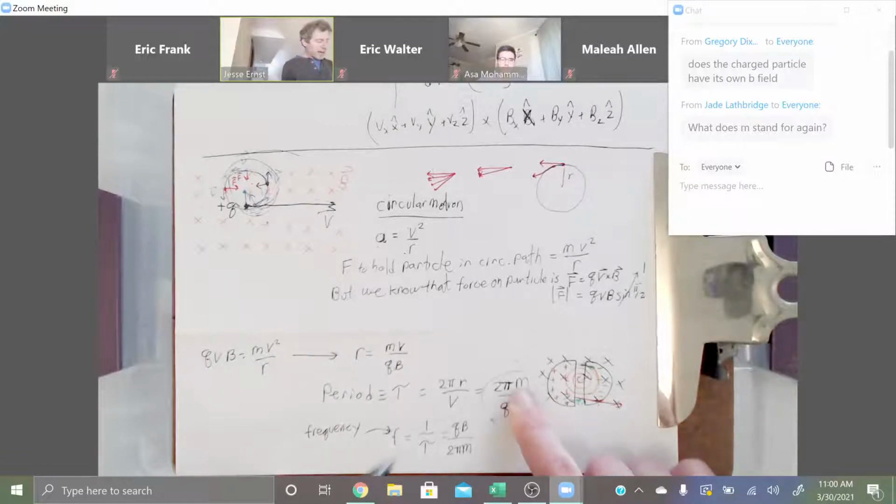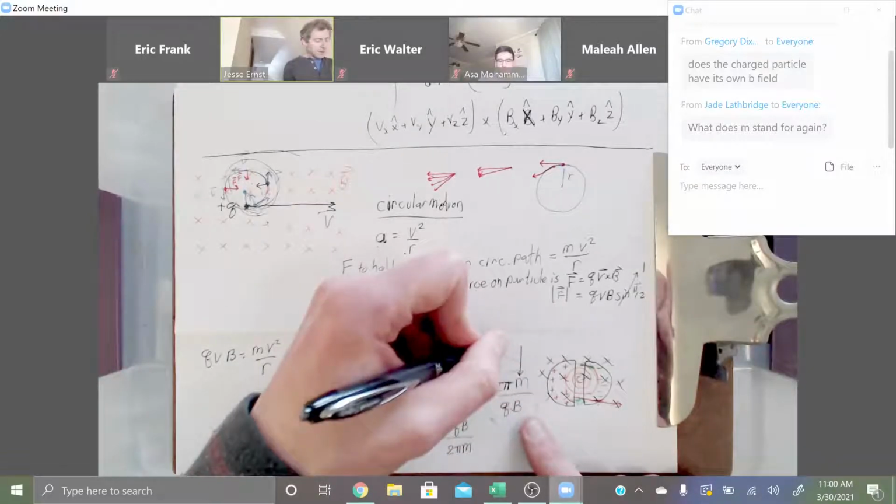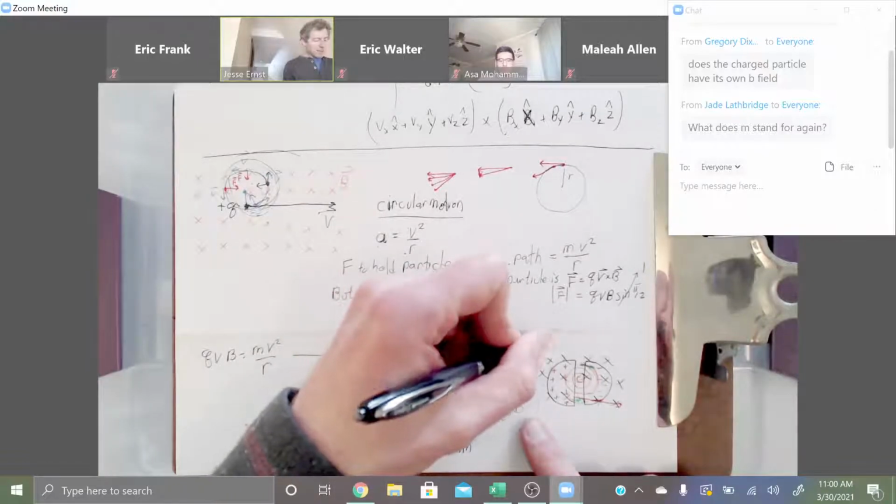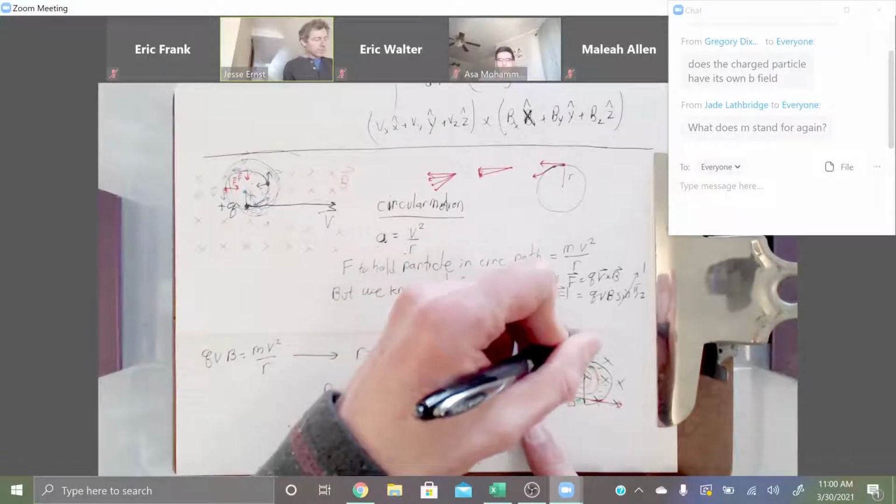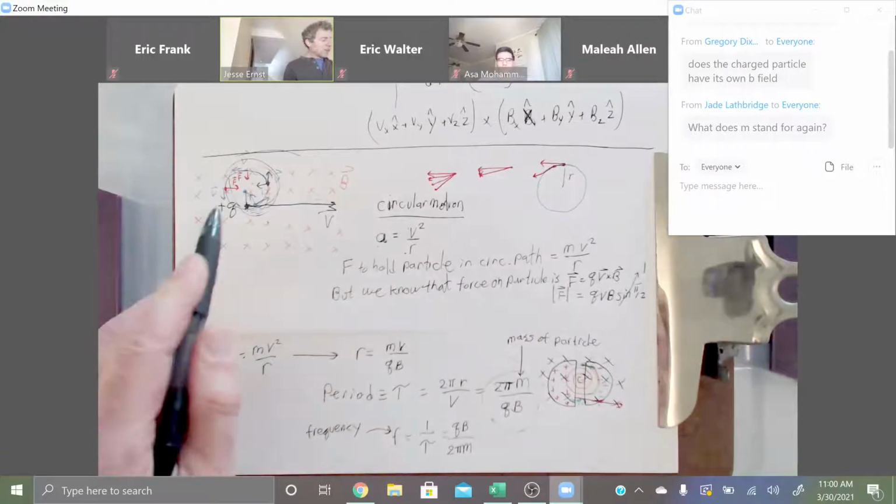And then Jade, M is the mass of the particle. So it's a particle of mass M and charge Q.